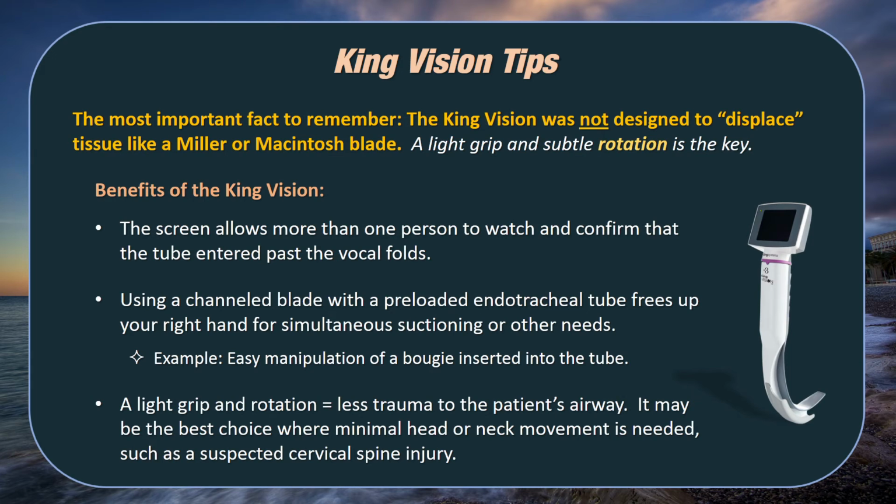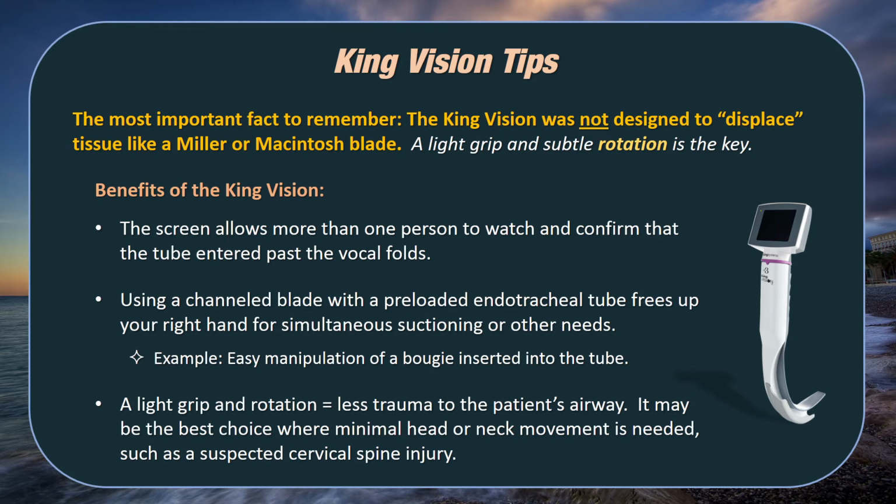One of the biggest things to remember about the King Vision is that this is not a displacement tool like the Miller and the Macintosh are. We want to take a very light grip and we want to rotate this blade into the mouth. Some of the benefits is the screen allows a couple of different people to watch, which could help with that process or to confirm that the tube was in place. Using the channel blade, we'll preload that ET tube so it'll free up a hand for suction and still have the tube right there readily available. And it also may be an easier manipulation for the bougie to be inserted.